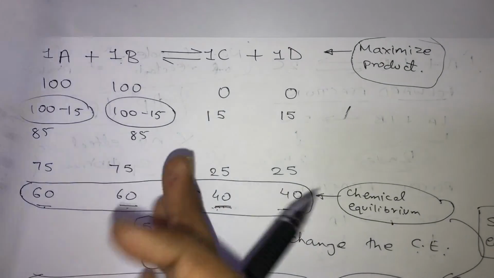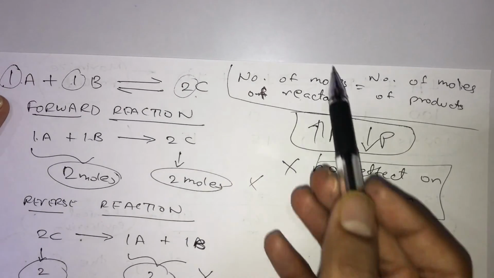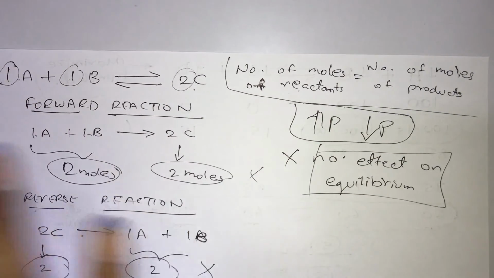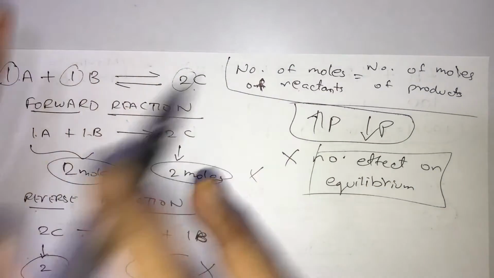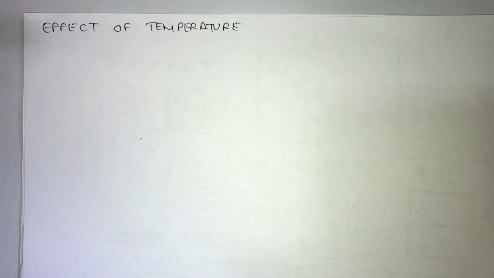And do not forget to keep this point in mind, where the number of moles of reactants is equal to the number of moles of products, there will be no effect on the equilibrium. There won't be a right shift as well as there won't be a left shift taking place, and this might be asked in your competitive examinations. So guys, now let us understand the effect of temperature on the chemical equilibrium.